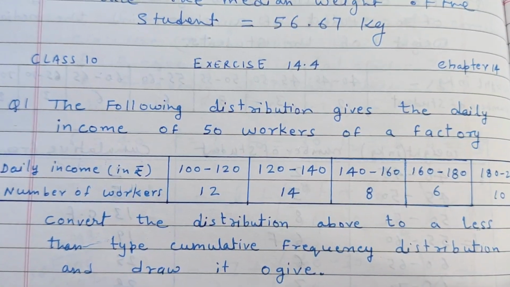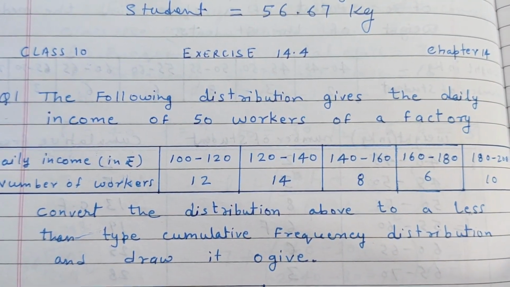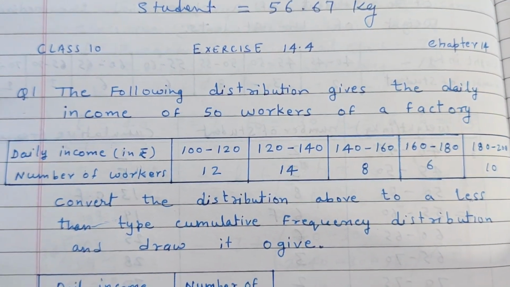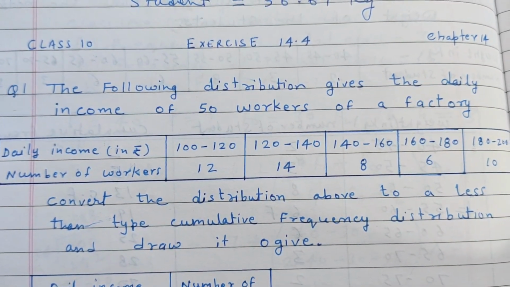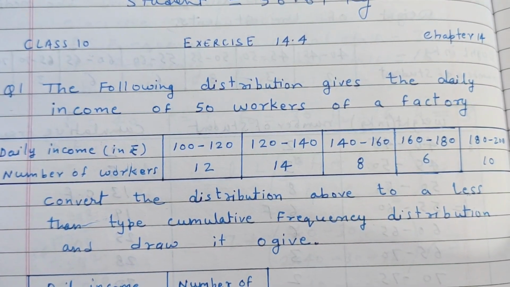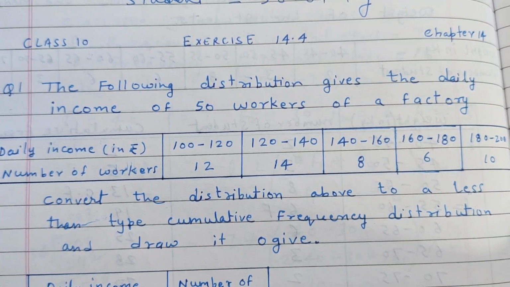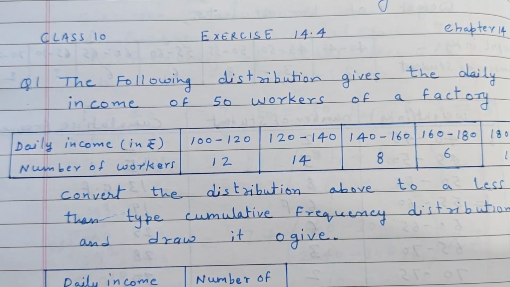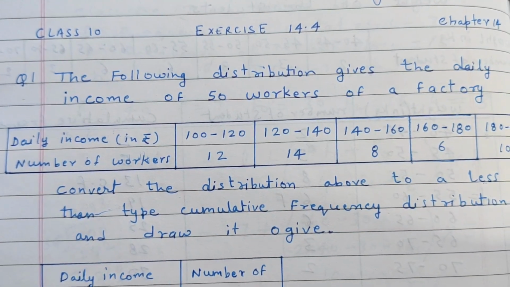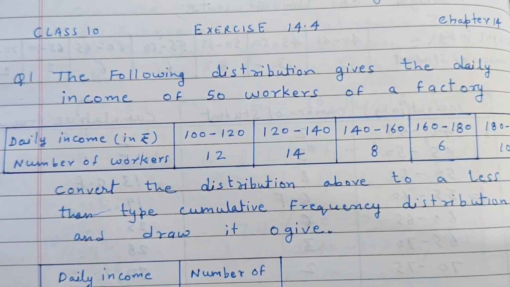Class 10th, exercise 14.4, chapter number 14. Question number 1. The following distribution gives the daily income of 50 workers of a factory. Daily income in rupees 100 to 120.